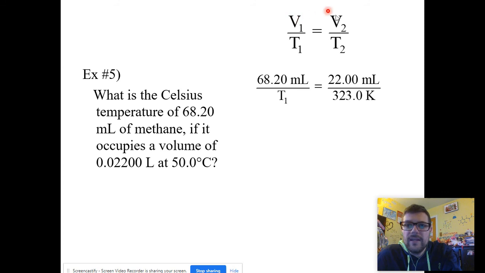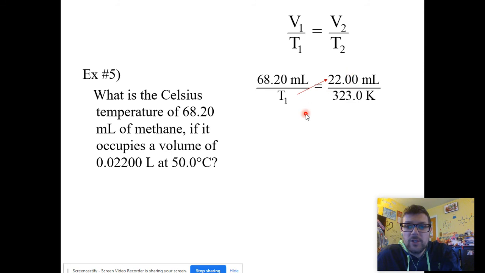My volume units, again, one more time, doesn't matter what they are as long as they're the same. Temperatures, however, have to be in Kelvin. So I wrote 323. That number came from taking 50 degrees and adding 273 to it. That's where that number came from.